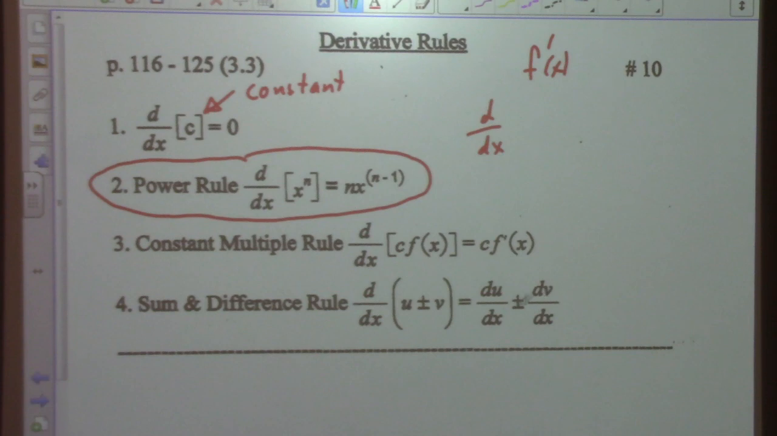And the sum and difference rule: if you have the derivative of u plus or minus v, that's going to be the derivative of u plus or minus the derivative of v. Okay, so just some things. But this one right here, this is the one that shortly you're going to be saying, why didn't you tell this to me 3 days ago? I'm going to hear that from you, I'm sure. But that's fine.